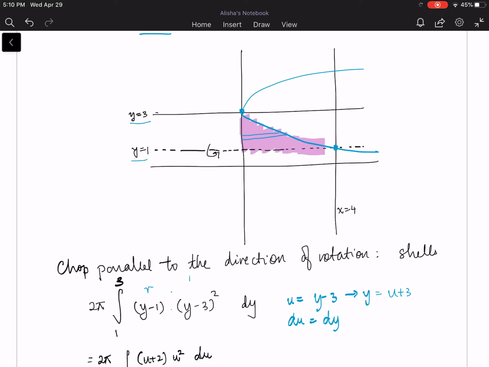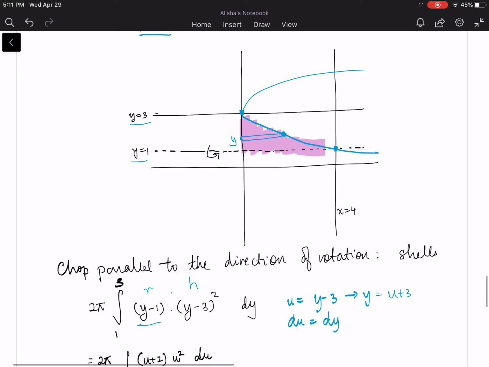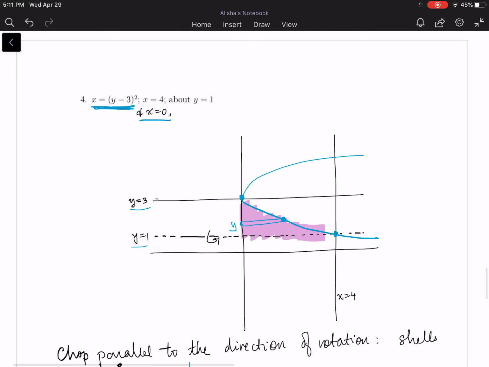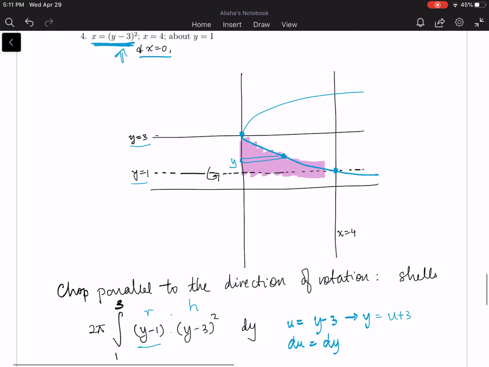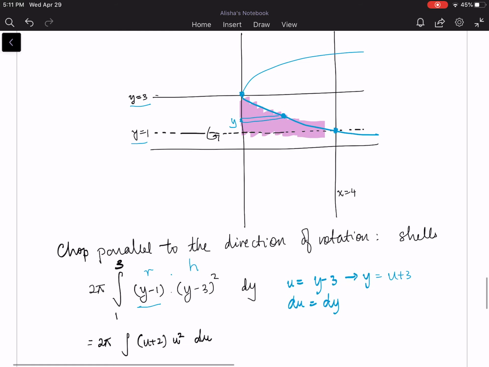radius times height. So if this is the point y, then the radius is the distance between that point and the axis of rotation. That's why I have y minus 1. And the height is just given by the x coordinate. So that's just the x value. And that's why I just plug in y minus 3 the whole square.